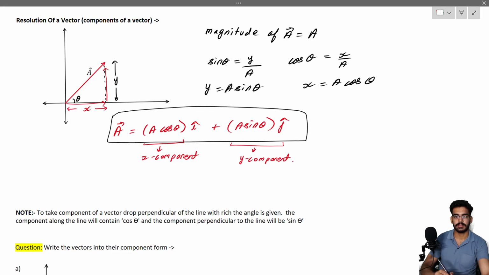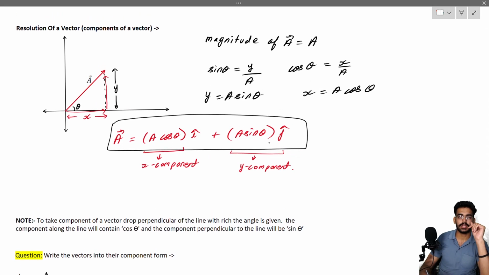I hope this is clear. It's simple: magnitude into its direction. The magnitude along x is A cos theta and the direction is i cap. Here the magnitude along y is A sin theta and the direction is j cap. I can shift it parallelly, so this is j cap. So any vector I can write in terms of A cos theta and A sin theta. I hope this is clear.